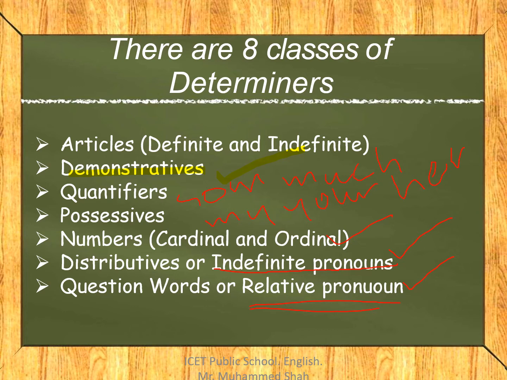Keep in mind, these words are familiar, but maybe the term, for example, quantifiers. Quantifier means, you remember, shows quantity. Possessive shows possessiveness, my, your, mine, like that, these words. So keep in mind, these are the 8 classes of determiners. One by one we will discuss.